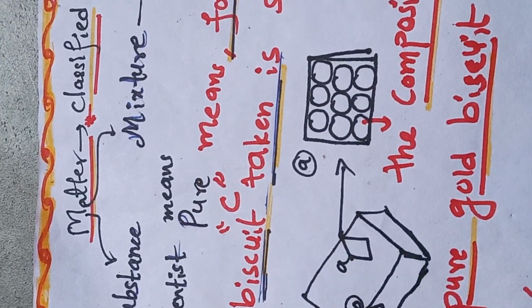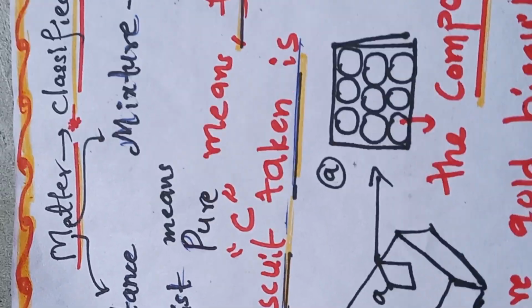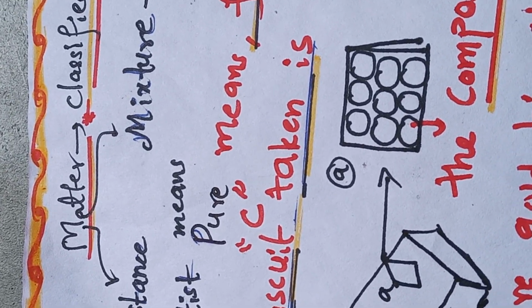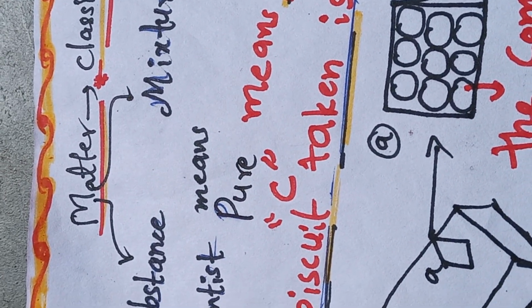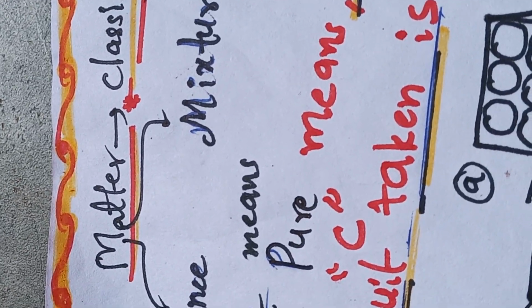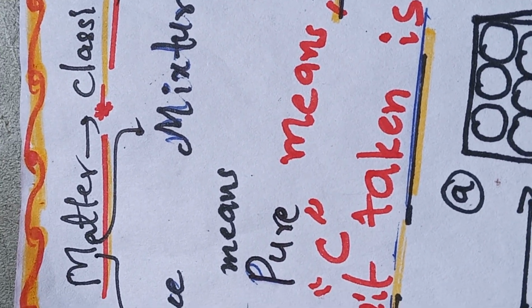Hi friends, now we will learn about the matter classification. Already in the previous video, I told the matter definition. Matter means anything that has mass and occupies some space in the universe. That is matter. We know that, but again, the matter around us can be divided into two groups.